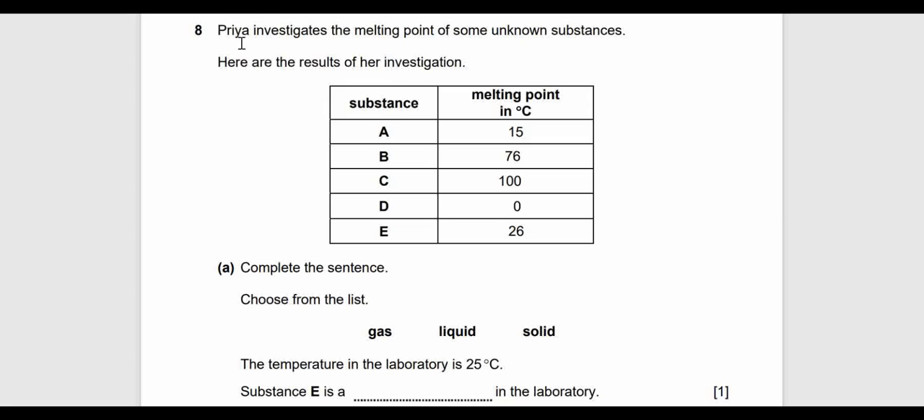Here we go. Now we are in question 8. Priya investigates the melting points of some unknown substances. Here are the results of her investigation. Substances A, B, C, D, E. Melting point in degrees Celsius: 1576, 100, 0, 2, 6. Question A.